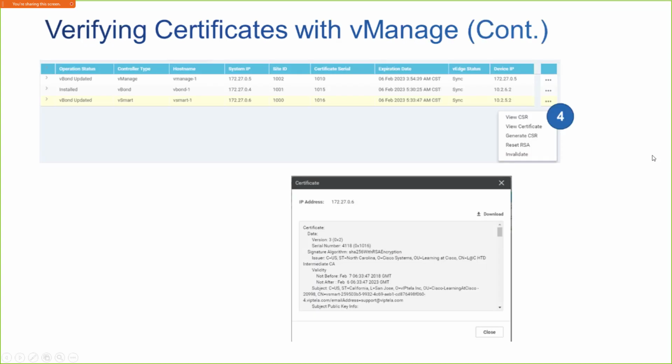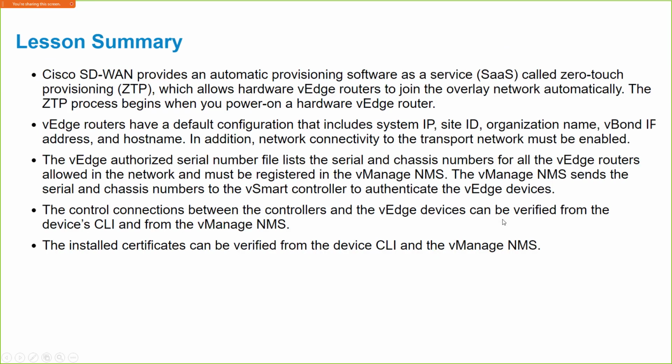All right, this is what I actually was referring to. This is the elliptical button. We can view the certificate signing request if we have a pending request. We can view the certificate. We can generate a certificate signing request. We can reset the RSA certificate and kind of go through the process all over again. We can invalidate a certificate. In this case, we're just viewing the certificate and we can see the serial number here, 4118. This is the vBond Orchestrator. We can get that information from the command line if we need to. We don't have to use the GUI.